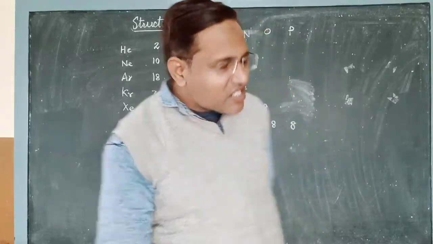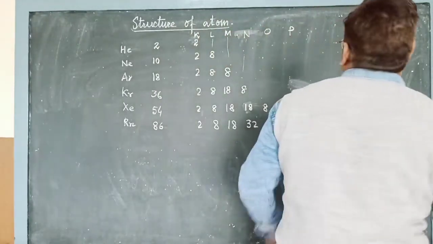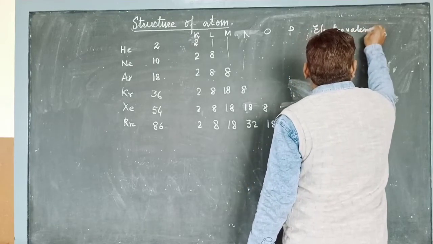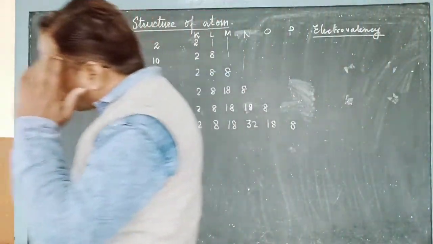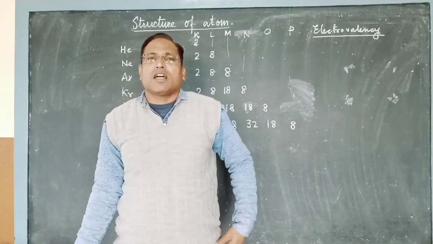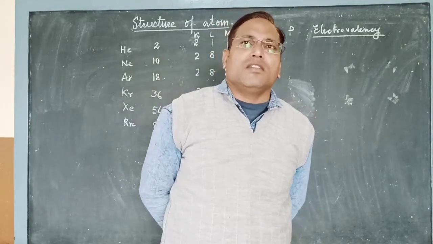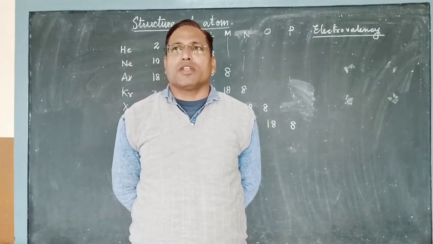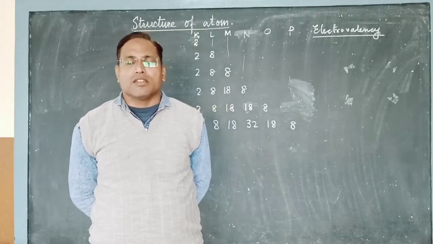Next we have valency. I have already told you about valency. Now there are 2 types of valency: electrovalency and covalency. What is electrovalency? As many electrons are lost, as many electrons are donated, or as many electrons are accepted, that is known as electrovalency. So you will define electrovalency in this way: the number of electrons accepted or donated during a chemical combination by an atom to the other atom is known as electrovalency.